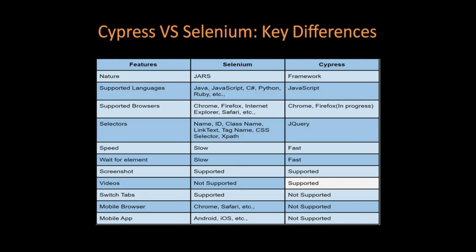And switching of tabs is possible in Selenium, but not in Cypress, since Cypress focuses only on one tab, and that's why there is no switching of tabs. And another thing is, mobile browsers and mobile apps are not supported in Cypress, since it is made only for browsers, basically for laptop or, we can say, desktop browsers.